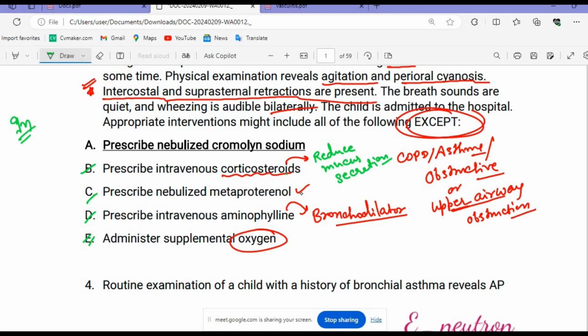So here the most inappropriate answer is cromolyn sodium, because cromolyn sodium inhibits the histamine. And what do histamines do? They cause bronchoconstriction and they cause vasodilation. So when we are inhibiting the histamines, the opposite of that will be there. So bronchodilation will be there.